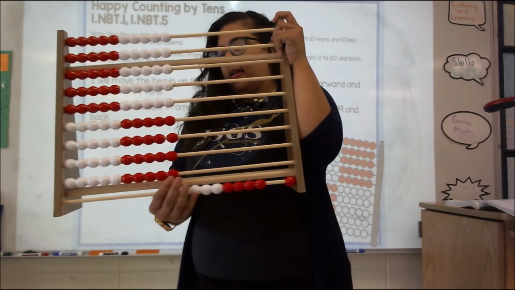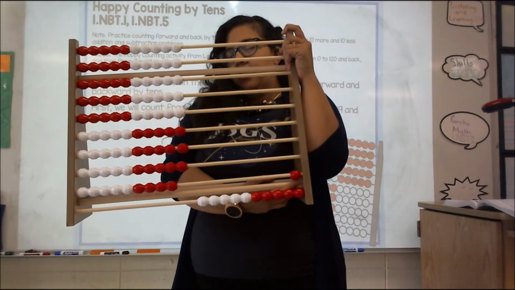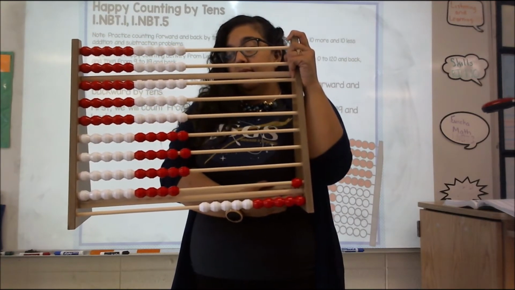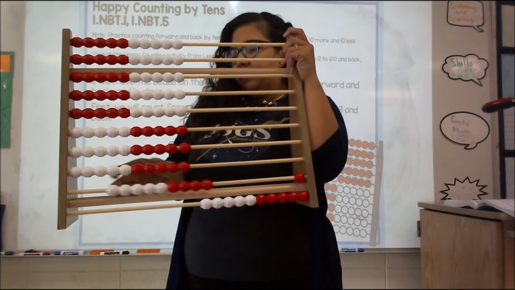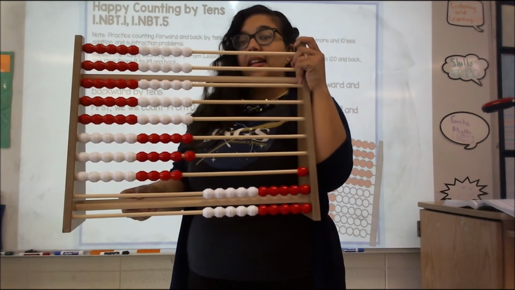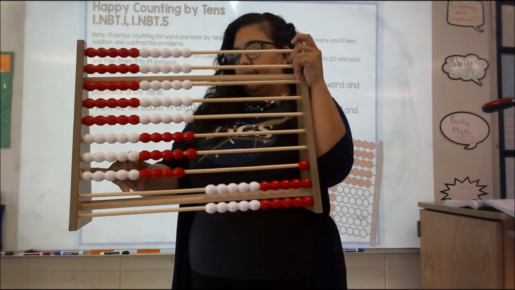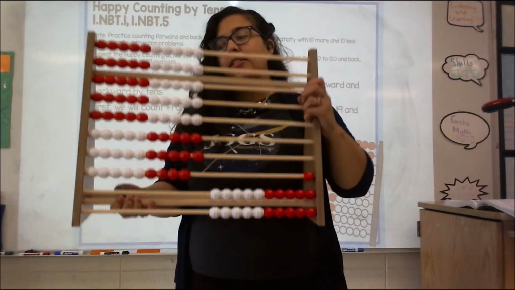Let's go back. So that is 8 tens 9. Good. 7 tens 9. I gotta think about this. It's okay to think about it. See how we take our time?